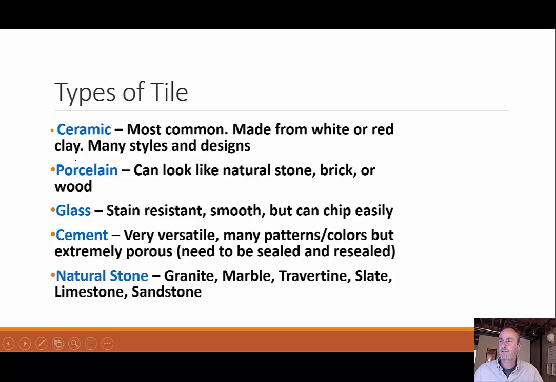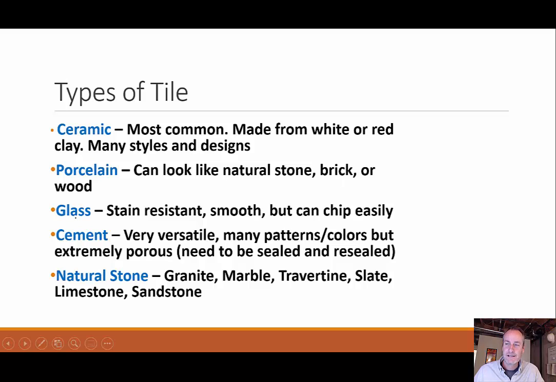We can have ceramic. Ceramic's by far the most common. It's made out of a clay, and you can have many different designs and patterns and styles. We can have a porcelain. It can look more like a natural stone, brick, or wood. So these are becoming more and more popular, where it looks like a wood floor, but it's actually made out of porcelain. And that means that it's waterproof, or at least highly water resistant, versus a wood would absorb that water. That's why you'd want to do a fake wood, right?